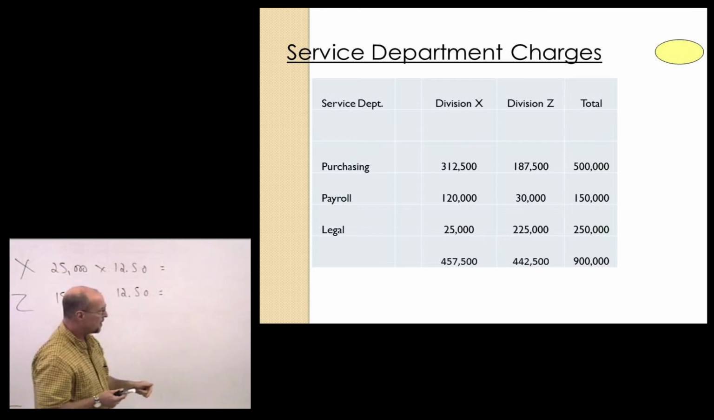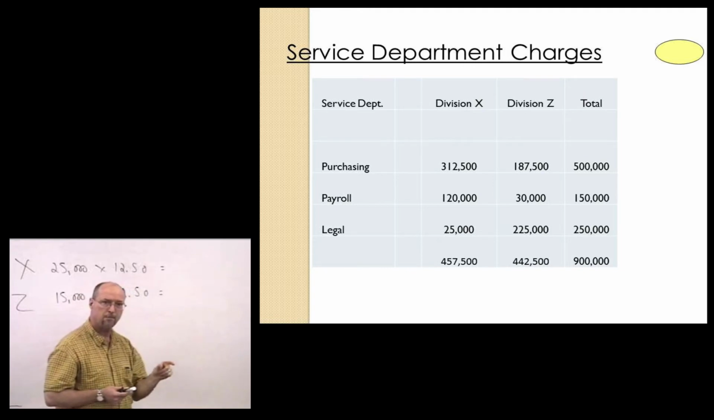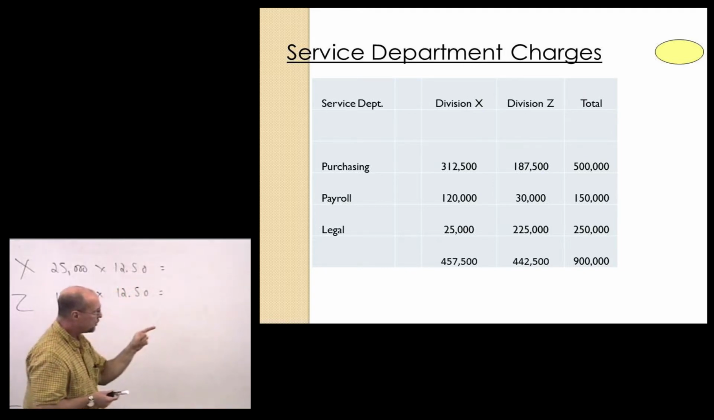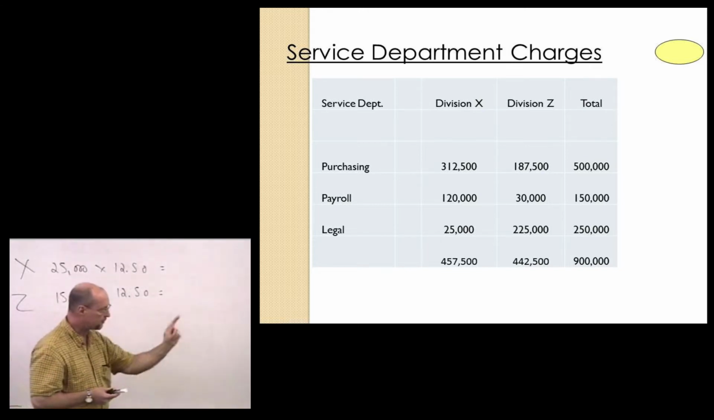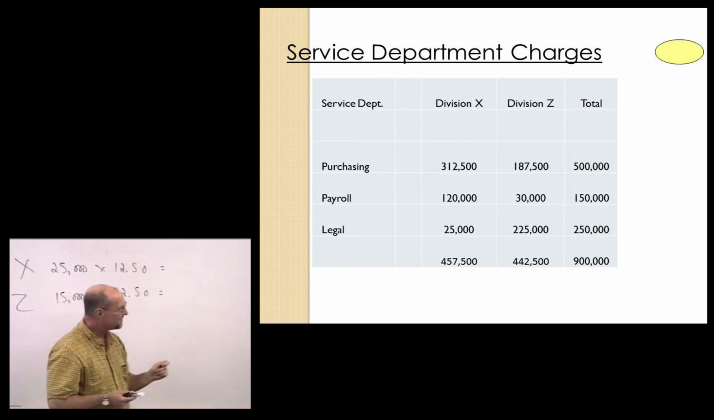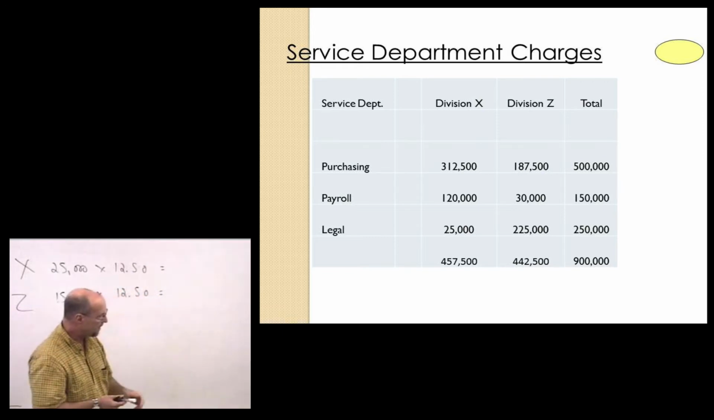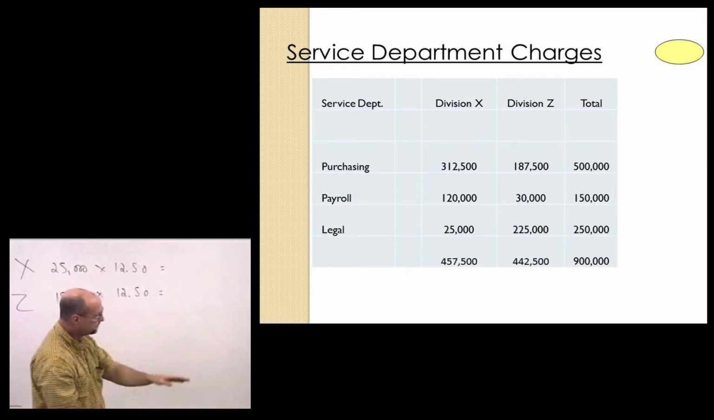Legal department was $250,000 divided by 1,000 labor hours, $250 per labor hour. Okay, for X, they used 100 hours. 100 times 250 gives us 25,000. Z used 900 labor hours. 900 times 250 gives us 225, and there's how we split the 250, 25 and 225.